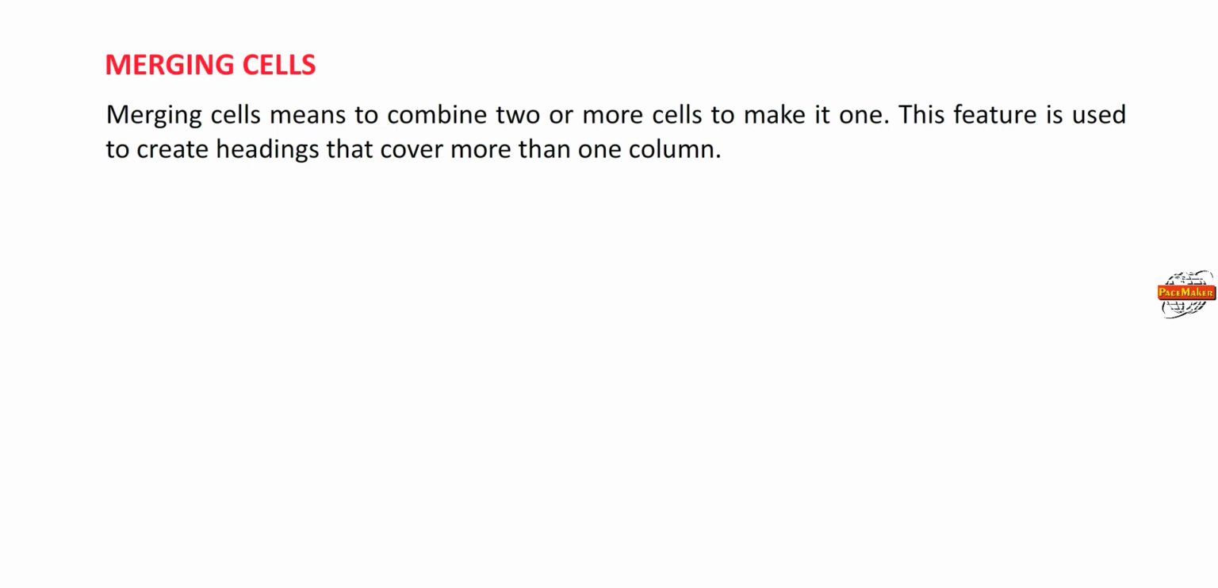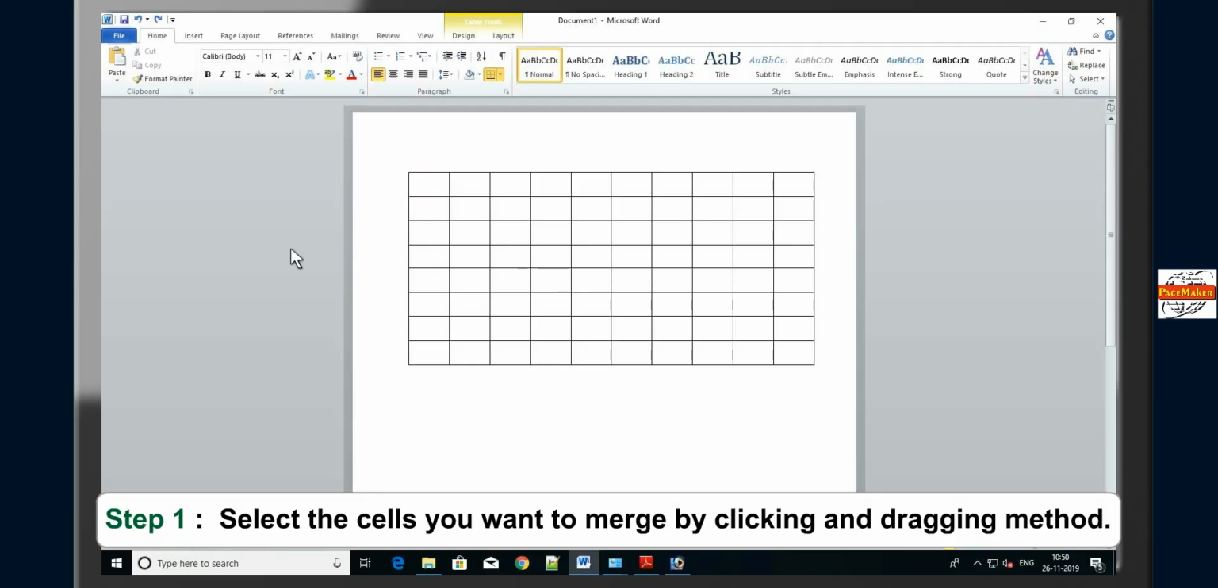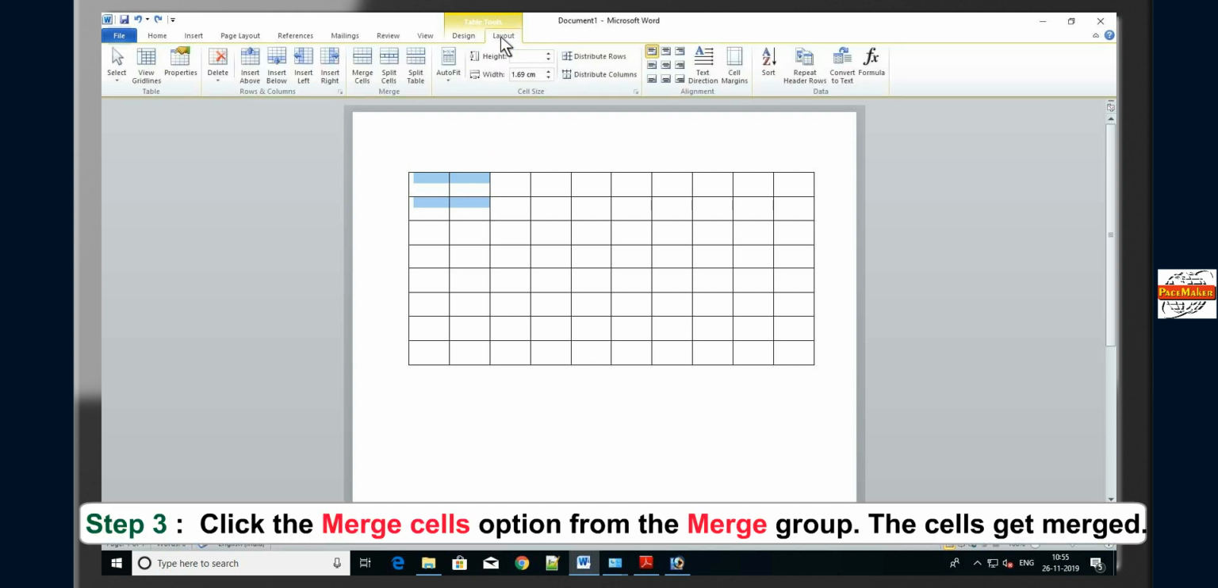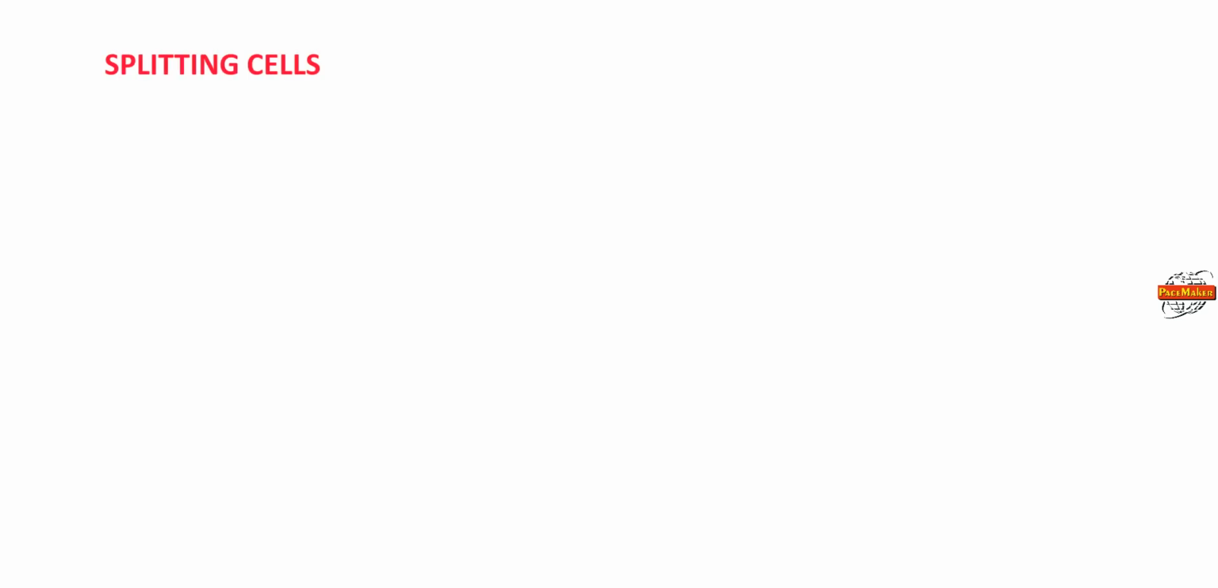Merging cells. Merging cells means to combine two or more cells to make it one. This feature is used to create headings that cover more than one column. To merge cells in a table, follow these steps. Step 1. Select the cells you want to merge by the clicking and dragging method. Step 2. Click the Layout tab. Step 3. Click the Merge Cells option from the Merge group. The cells get merged.